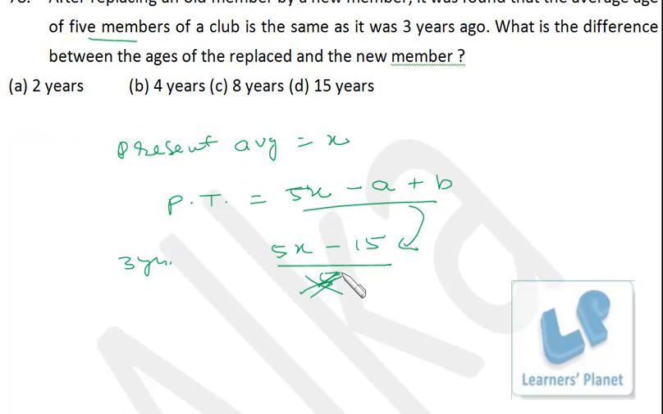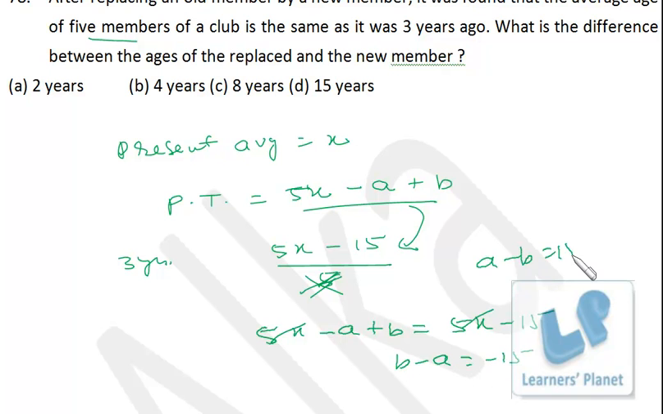So precisely 5x minus A plus B is equal to 5x minus 15. So B minus A is equal to minus 15, or we can say A minus B is equal to 15. That means the difference between their ages is 15 years.